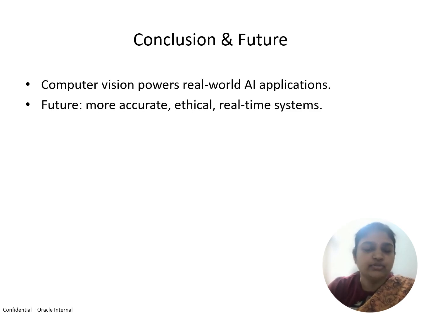And how we can conclude is that computer vision powers real world AI applications. So nowadays AI rules the world, right? Everything is AI based. So we can conclude that computer vision rules the world. In future, we can see computer vision and AI becoming more accurate, ethical, and real-time systems. We can see that in future. So more accurate, ethical, and real-time applications.